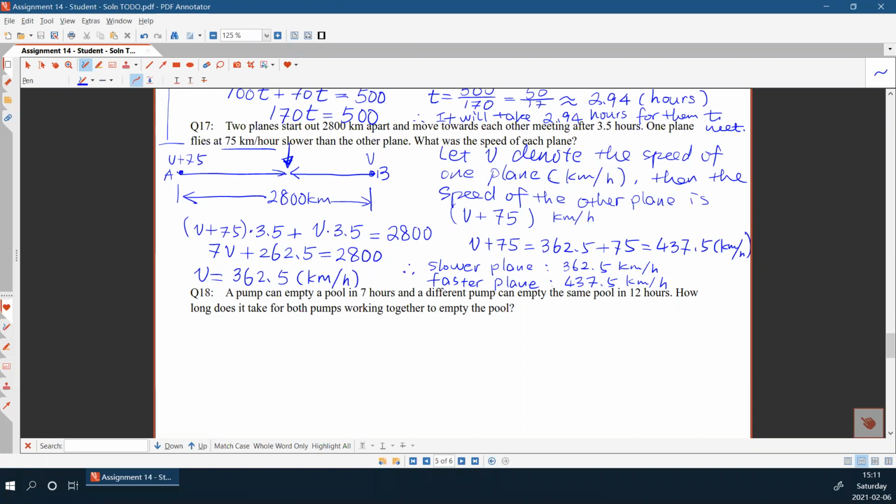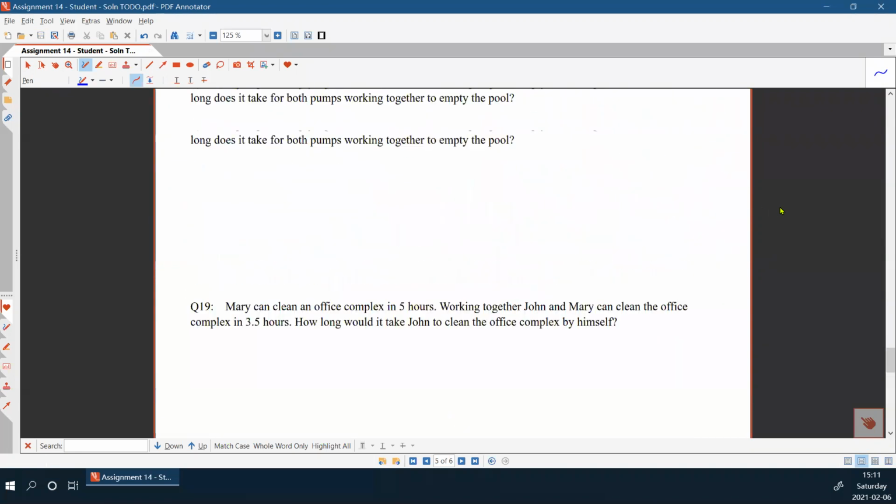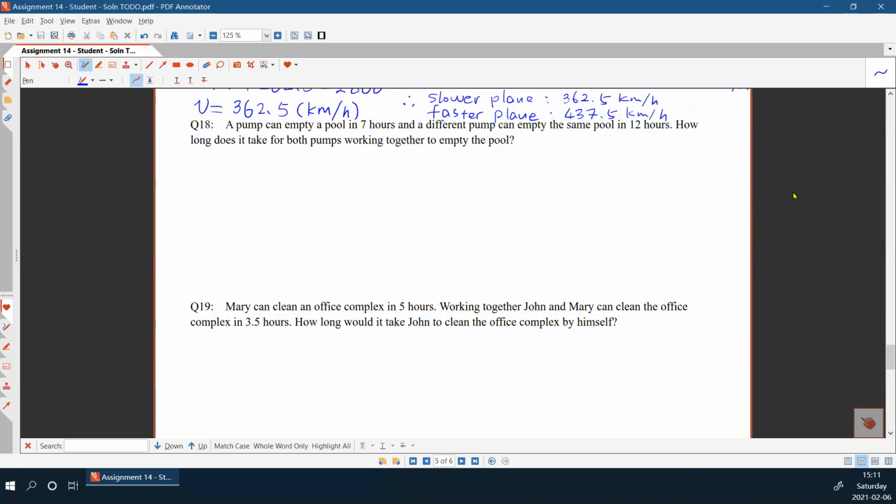No? Okay, let's see question 18 and 19. Question 18 and 19 are typical work rate problems. Okay, we call these work rate problems. Okay, let's have a look at question 18 first. A pump can empty a pool in 7 hours, and a different pump can empty the same pool in 12 hours. How long does it take for both pumps working together to empty the pool?